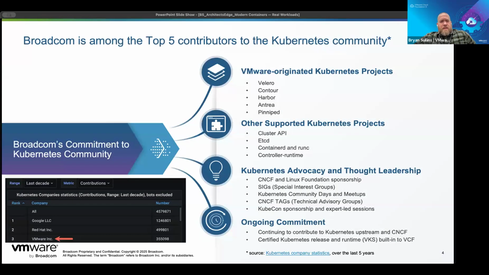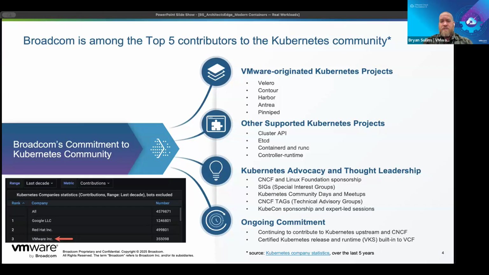Some of the things that, again, this is sort of myth busting, and you have a lot of assumptions that people might have about, hey, does that mean that VMware is new to this game? And the answer is no, as Will can attest to, because he's been doing this with Pivotal before that, and now with VMware and Broadcom. We are the number 3 contributor to the Kubernetes code base.